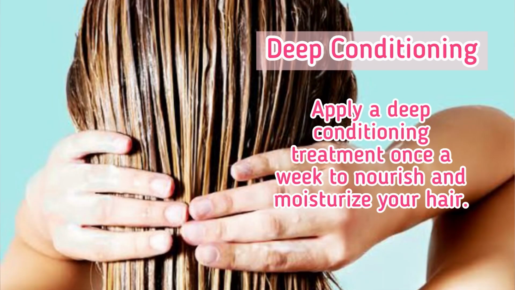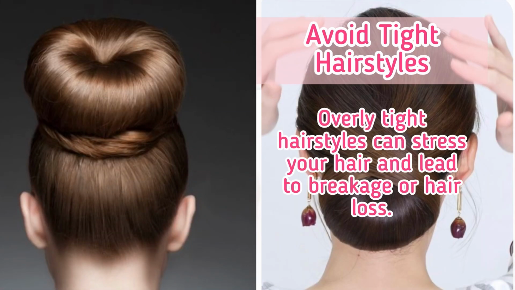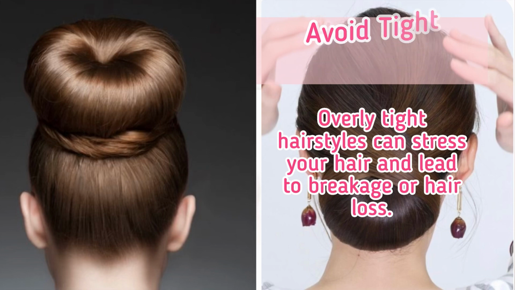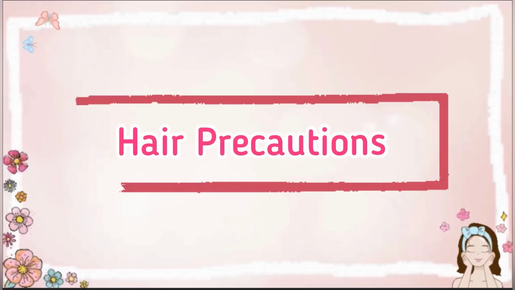Deep conditioning. Apply a deep conditioning treatment once a week to nourish and moisturize your hair. Avoid tight hairstyles. Overly tight hairstyles can stress your hair and lead to breakage or hair loss. Use satin pillowcases. These reduce friction and help prevent hair breakage while you sleep. So let's talk about some precautions.